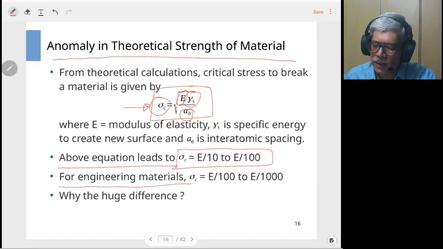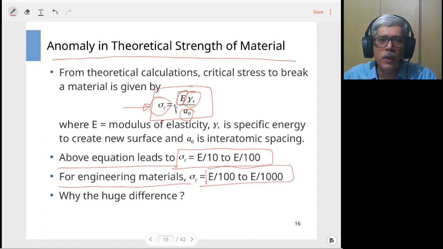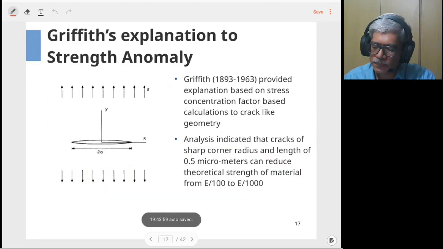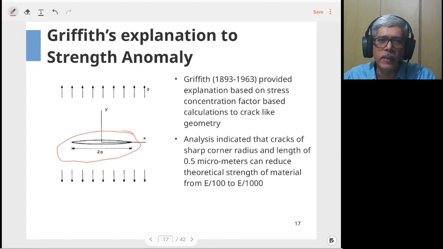However, for all the engineering materials, the strength was almost one tenth of what the physics or theory predicted. So what was the reason for this huge difference? This one tenth reduction in strength compared to the theoretical model was being investigated, and Griffith did fundamental work in this area. It was well known that material contains micro defects. So assume that the defects are of a certain size. He considered a certain crack geometry, which is shown in the figure here.